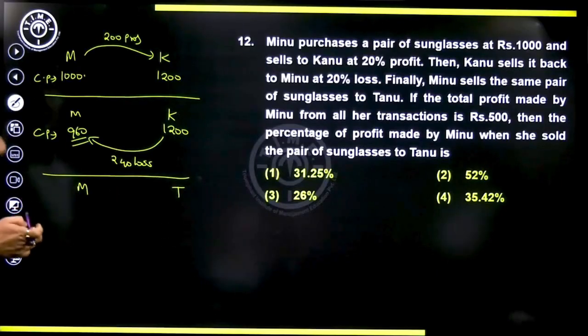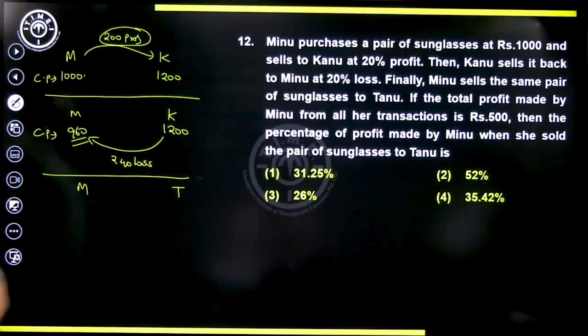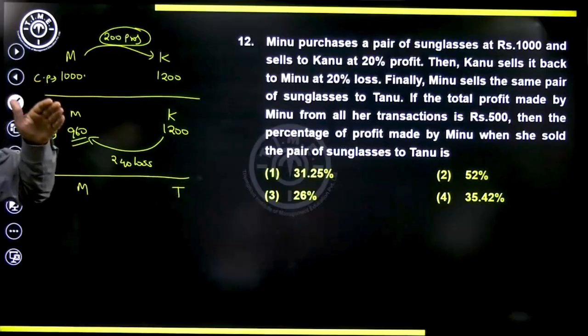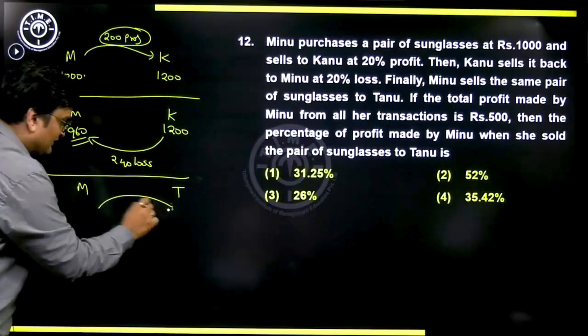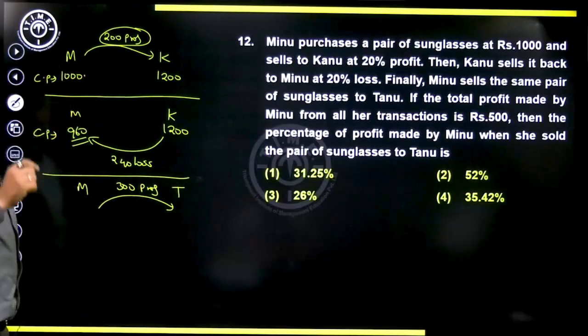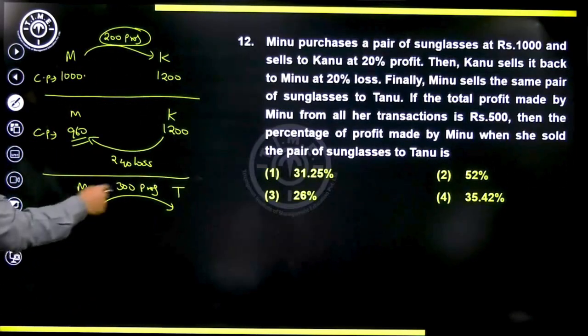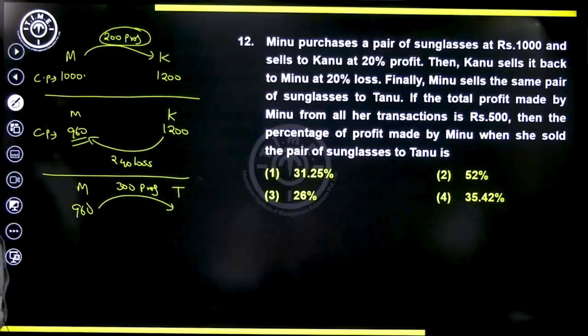See, one thing that we can understand here is, here Meenu is making 200 rupee profit, correct? Overall, if she makes 500 rupee profit, she made 200 profit here. That means here in this case, she should make 300 rupees profit, because overall she makes 500 rupees profit. Now, in this transaction, what is her cost price? It is 960 rupees, not 1000 rupees anymore.